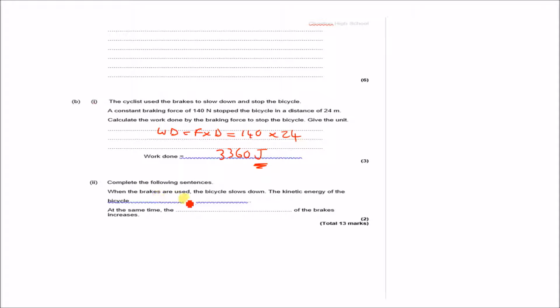Okay, when the brakes are used, the bicycle slows down. The kinetic energy of the bicycle will decrease. At the same time, the thermal energy, or the temperature of the brakes, will increase.